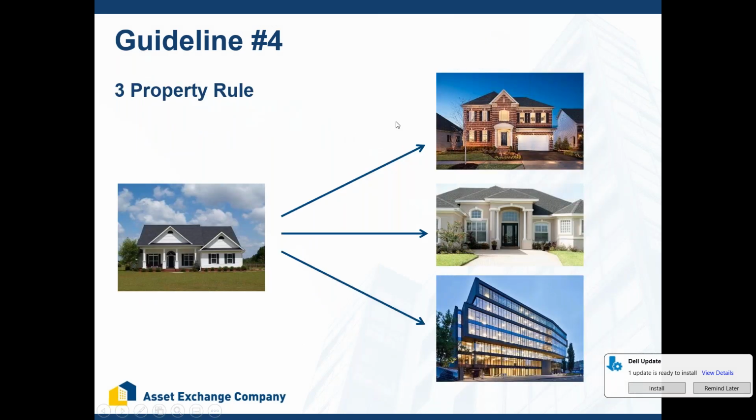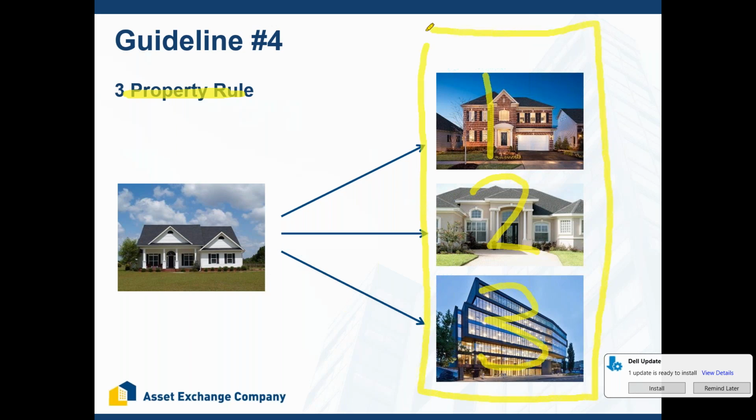Most of my clients will use the three property rule to fill out their identification letter. And that allows them to nominate one, two, or three pieces of property that they will buy to complete their exchange. On day 45, when you submit your identification letter and you nominate these three properties, you are then committed to buying one, two, or three of those properties. Ladies and gentlemen, you cannot change your identification letter after day 45.